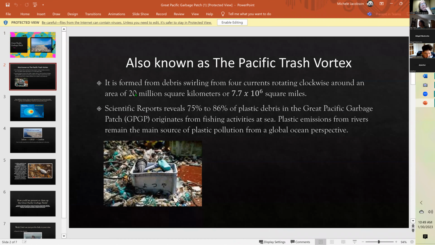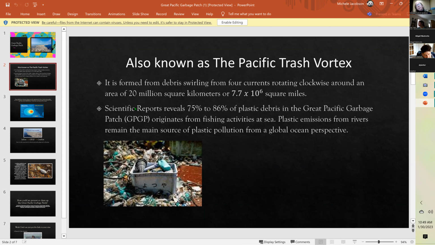Notice I put a number. It gave me square kilometers, 20 million square kilometers, but then I also put square miles, and I used some scientific notation so that I'm showing both things. So if you have large numbers, use scientific notation.